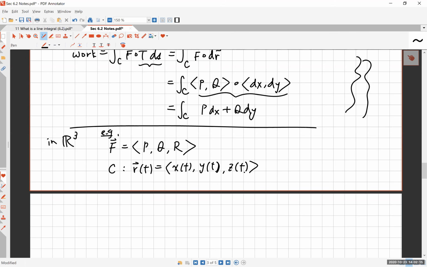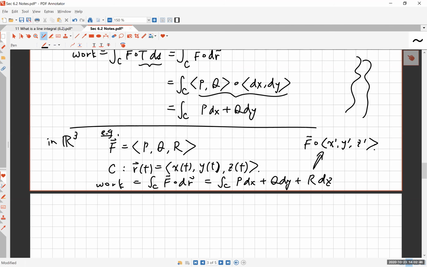So if you are given this, then what is that? Then the work integral would be, of course, F dot dr, right? And that can be written as P dx plus Q dy plus R dz. Okay, that's another way of writing that. And so, of course, this whole thing is basically saying you just take F and dot that with x prime, y prime, z prime. That's all you have to do.